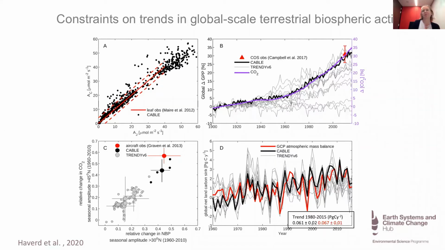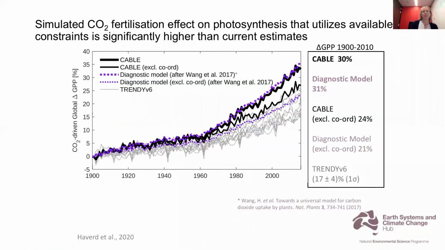So there's been work to show that those interannual variations in the land carbon sink are strongly related to precipitation and temperature variations, particularly in tropical latitudes.